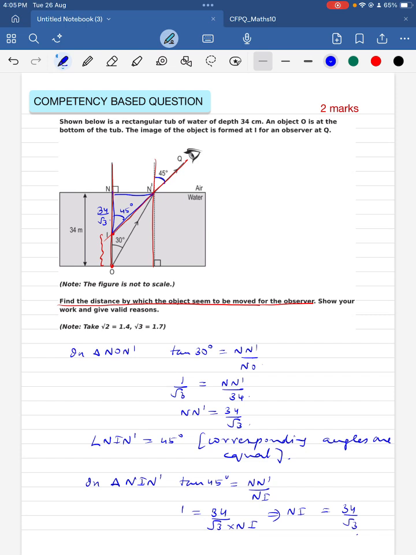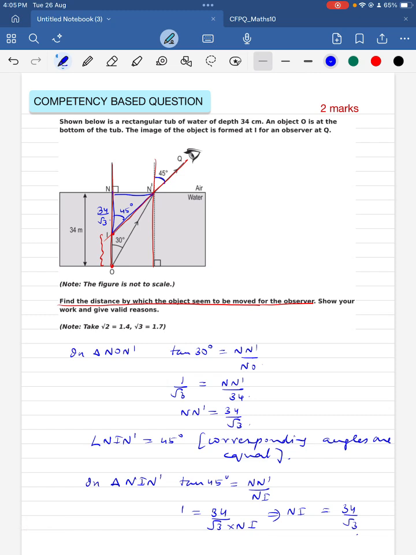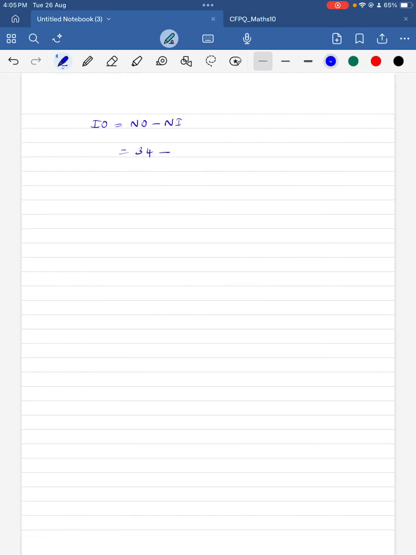Now, we have to find the value of IO, right? If I subtract NI from NO, I will get the value of IO. Okay, so I know that IO is equal to NO minus NI. Now, NO is given to be 34 centimeters, and NI we found out as equal to 34 by root 3. Okay, so we could take 34 common out and I would have 1 minus 1 by root 3 in the bracket. If I make the denominator the same, I would get root 3 minus 1 by root 3.